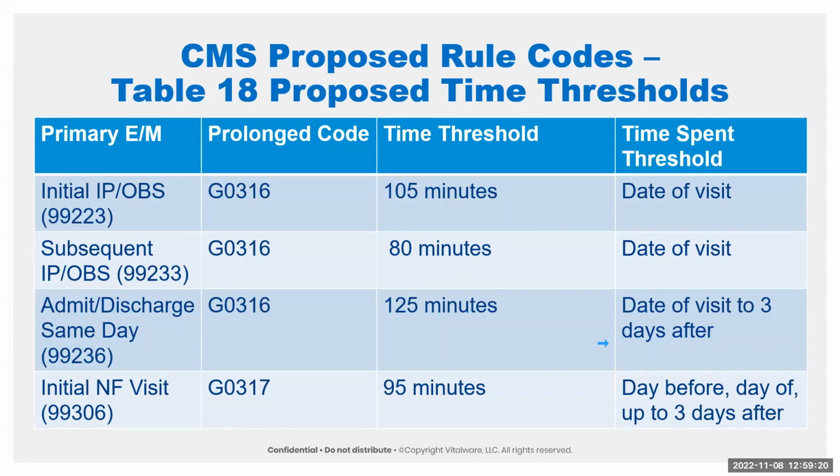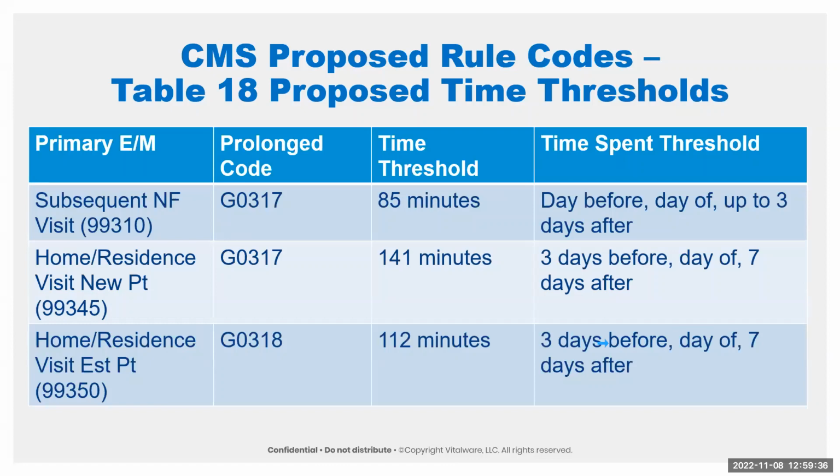So for the nursing facility visit, the 99306, it's the day before, the day of, and up to 3 days after. And the same for the subsequent visit: you have the day before, the day of, and up to 3 days after. It's when you get into the home residence where they've gone off their rocker, and you can do 3 days before, the day of, and up to 7 days after.